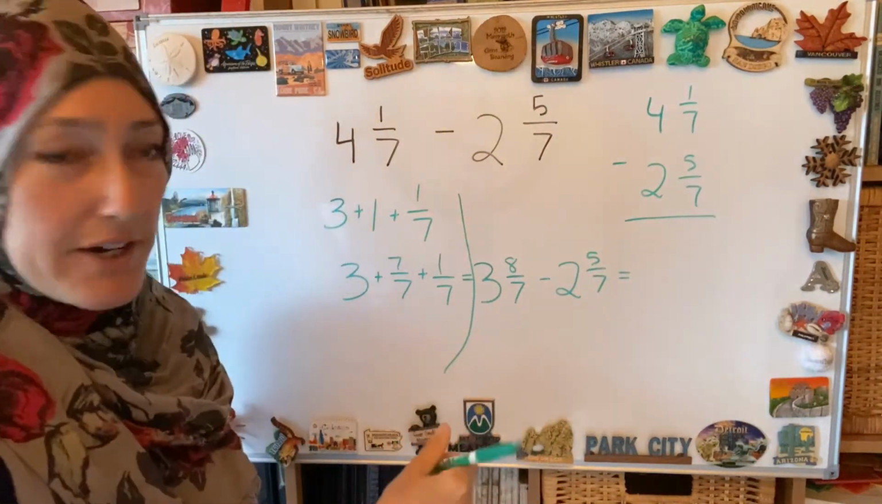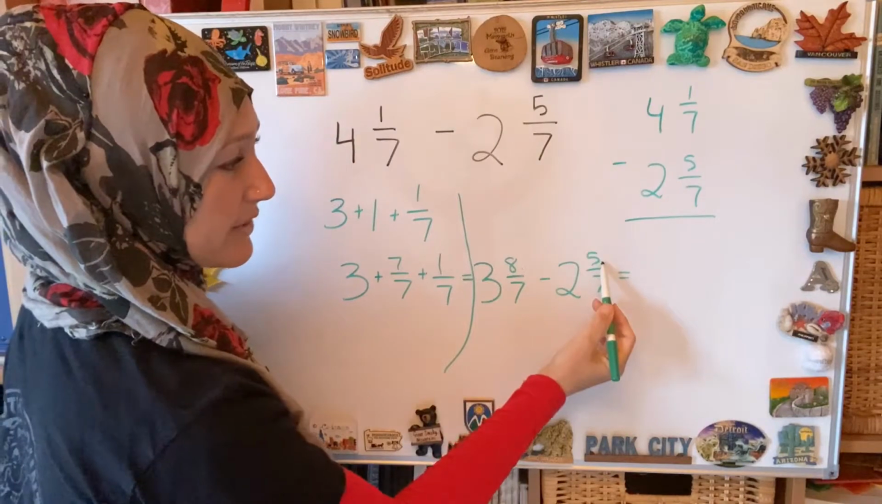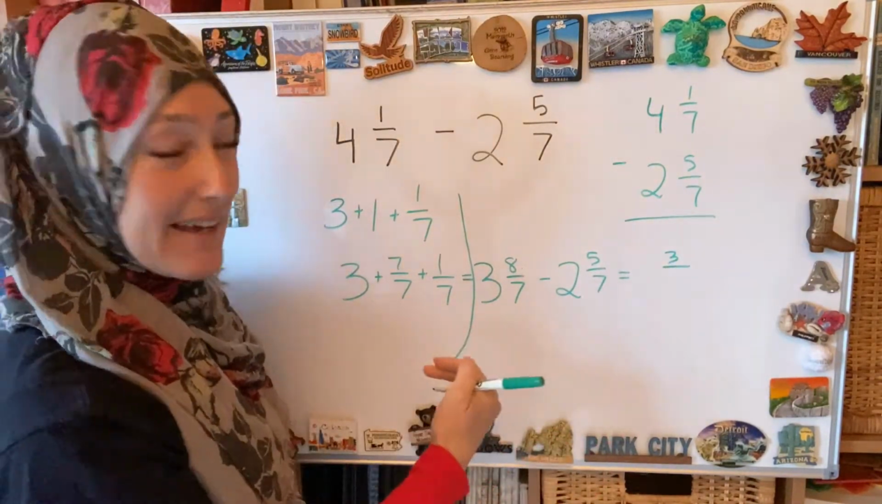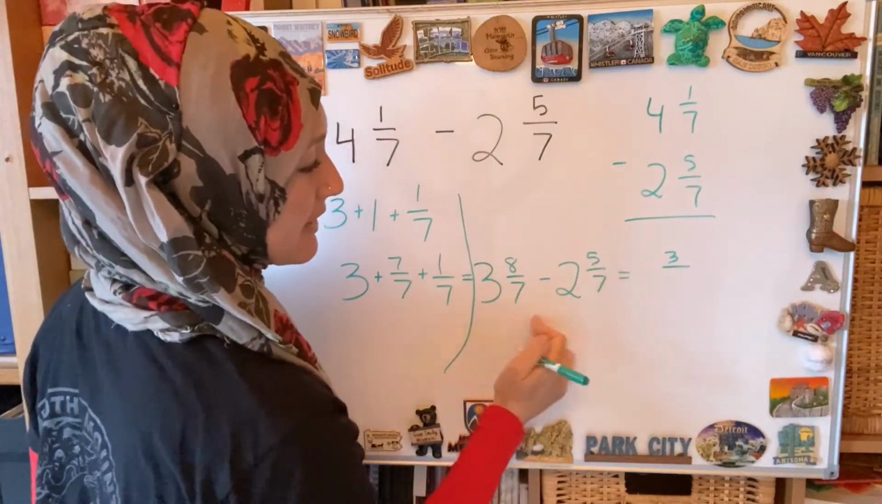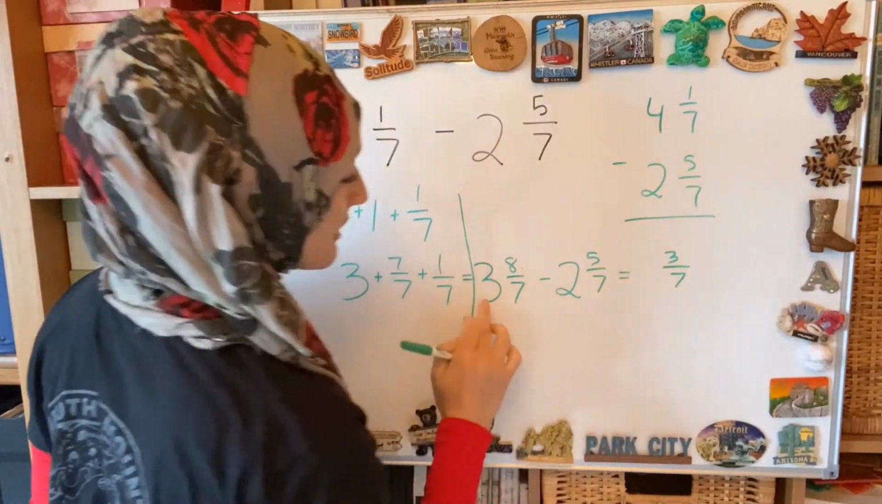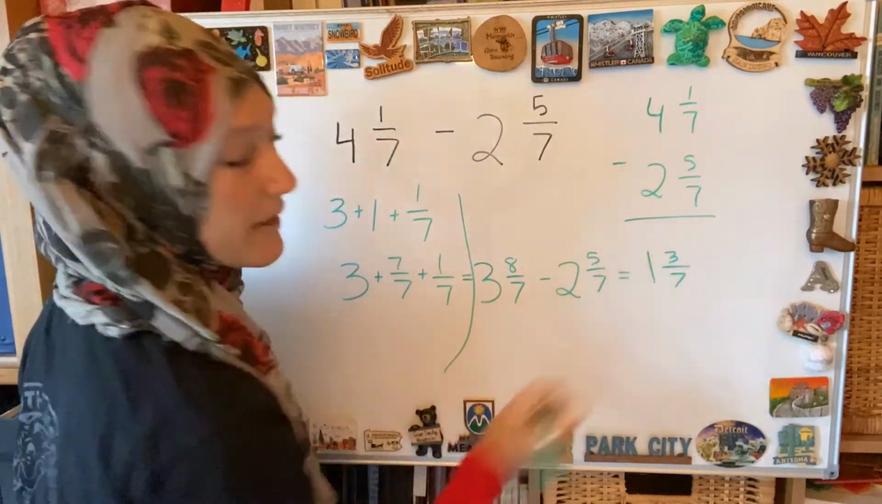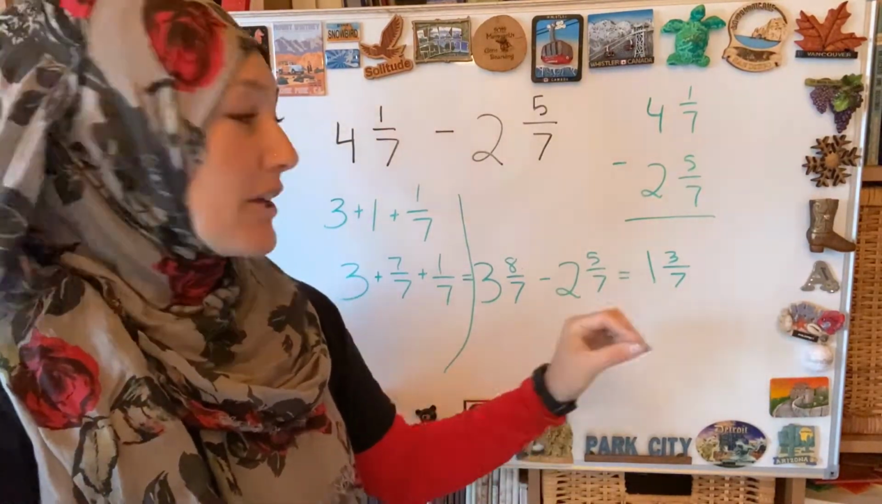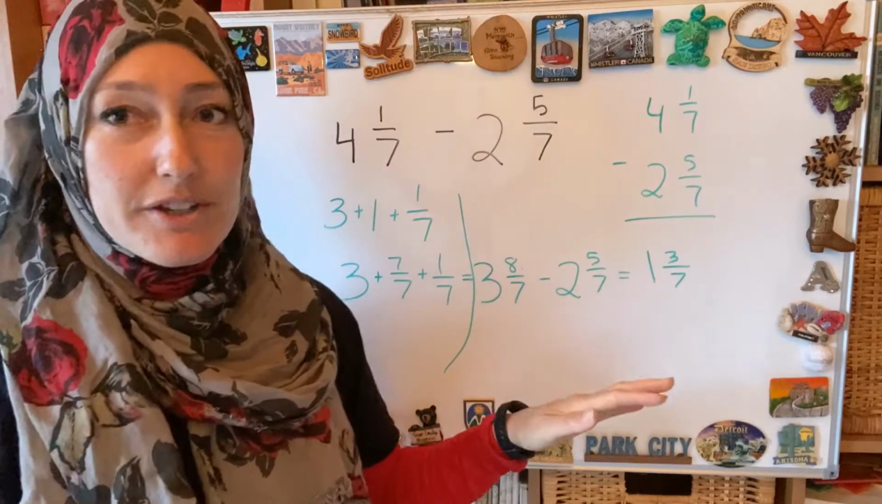Now if I look at my fraction part, 8 - 5, I can do that. That's 3. Now it's just like the last lesson, exactly. 8 - 5 = 3. The denominator stays 7. 3 - 2 = 1. I check one more time. Can I simplify it, or do I need to rename anything? I'm good, and that's my answer.